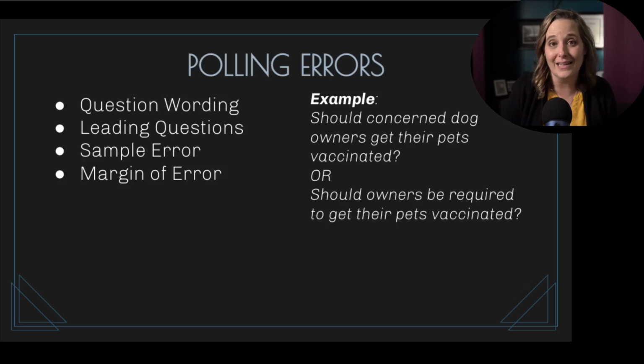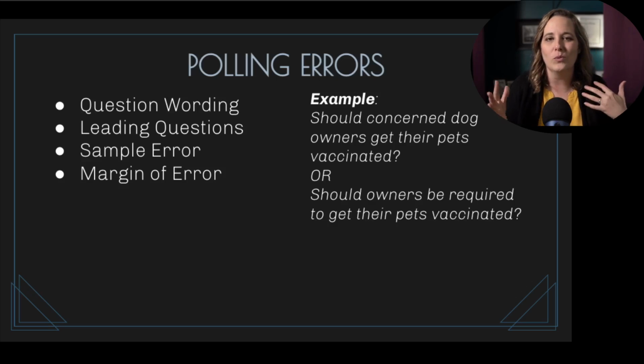That leads to the next type of error, which is leading questions. These are questions in a poll that lead people taking the poll to select a specific answer. In the first example, should concerned dog owners get their pets vaccinated? Well, nobody wants to be seen as a non-concerned dog owner. We all want to seem like we are concerned about our pets. That would likely give you an error in your poll.